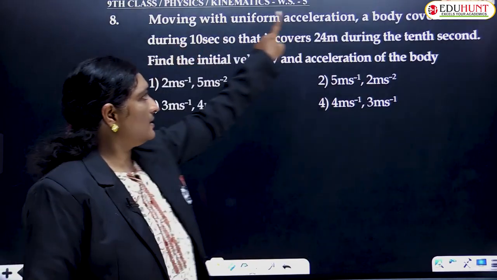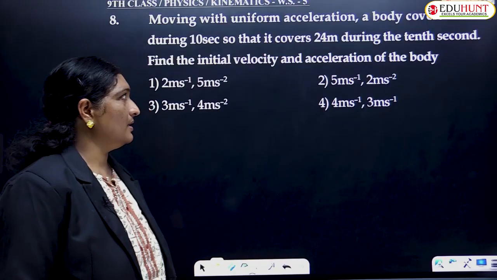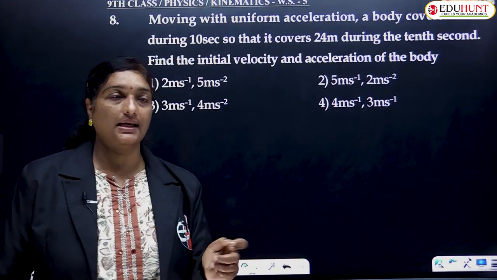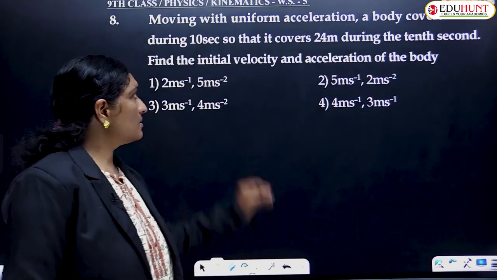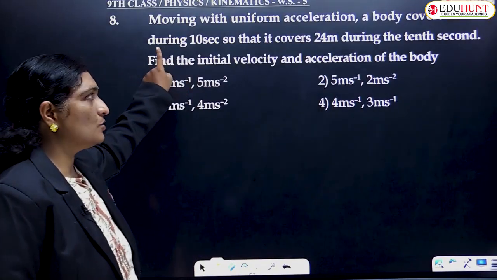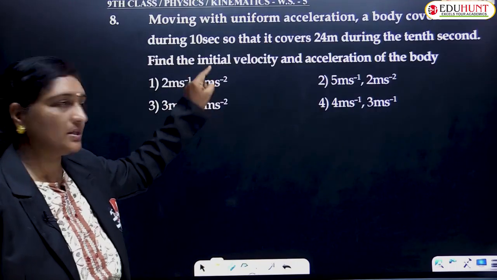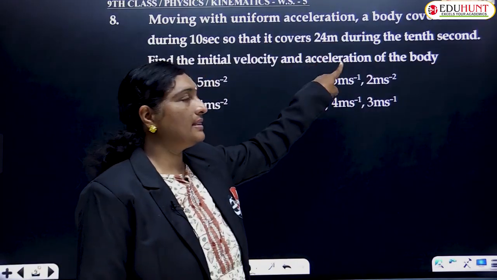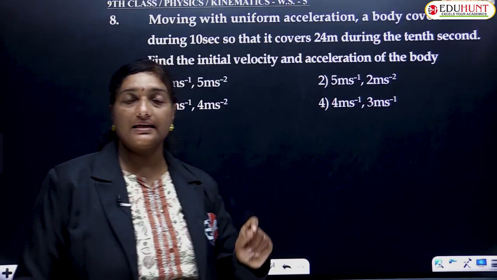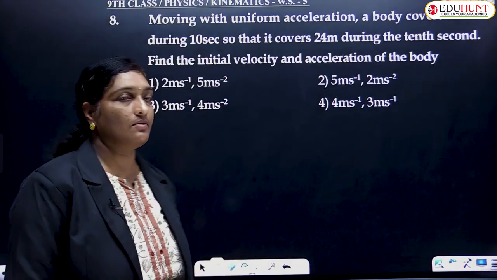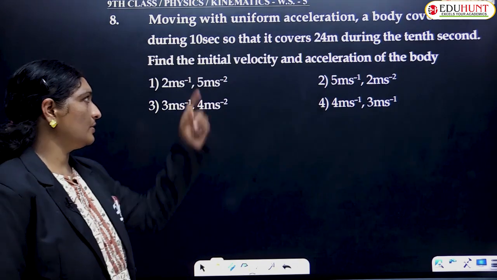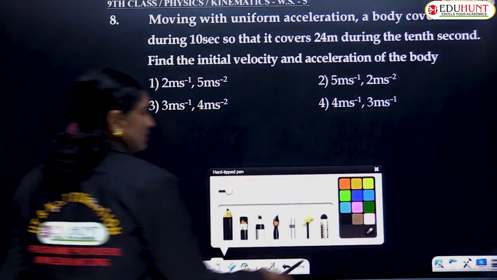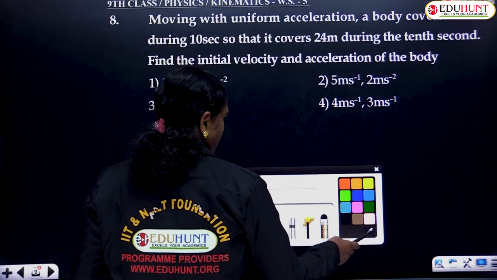In 10 seconds, it covers a distance of 150 meters, whereas in the 10th second, it covers a distance of 24 meters. So the general formula S equals ut plus half at square is to be used here, whereas the nth second distance formula, Sn equals u plus a by 2 into 2n minus 1, is to be used here. So let us move into details.